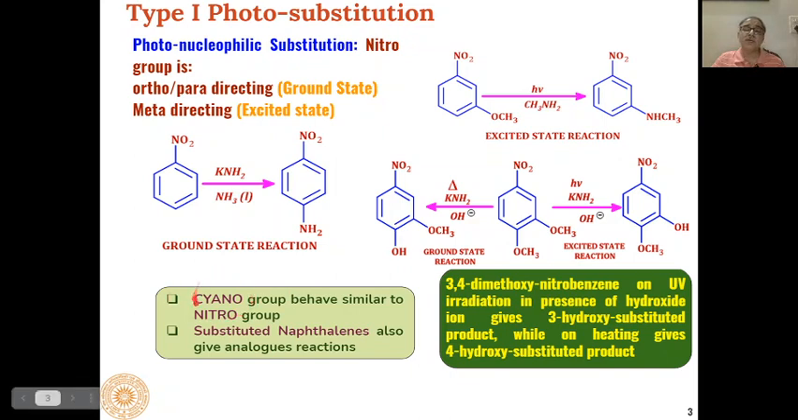Then other electron withdrawing groups like cyano groups also behave in a similar manner as we have seen in the case of nitro groups. And if we replace this benzene by naphthalene, then also we will get the same type of reactions: in the ground state we will have an ortho-para directing nitro group, and in the excited state we will have a meta-directing nitro group.